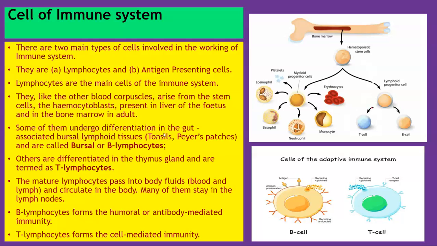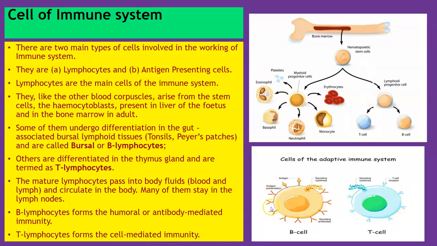Some of them undergo differentiation in the gut-associated bursal lymphoid tissues, the tonsils, Peyer's patches, and are called as bursal or B lymphocytes. Others are differentiated in the thymus gland and are termed as T lymphocytes. The mature lymphocytes pass into the body fluids, that is the blood and lymph, and circulate in the body. Many of them stay in the lymph node. B lymphocytes form the humoral or the antibody-mediated immunity, and T lymphocyte forms the cell-mediated immunity.